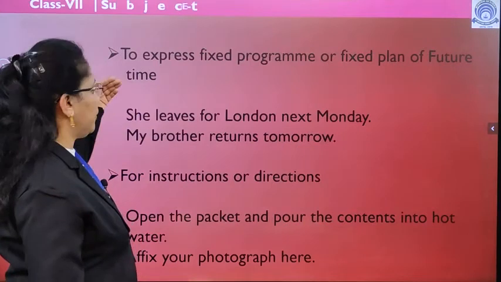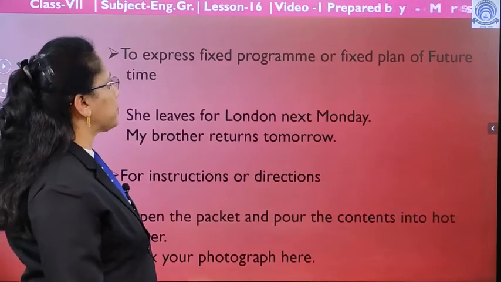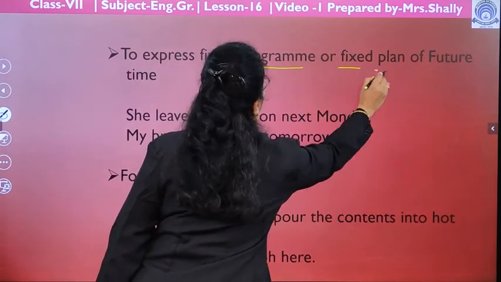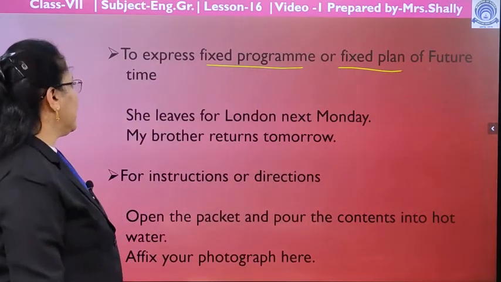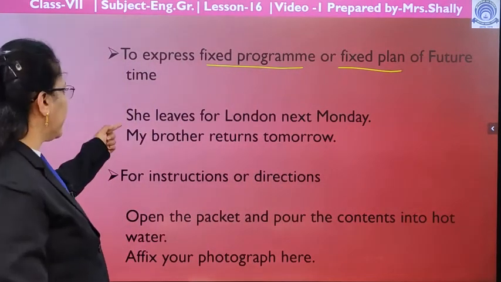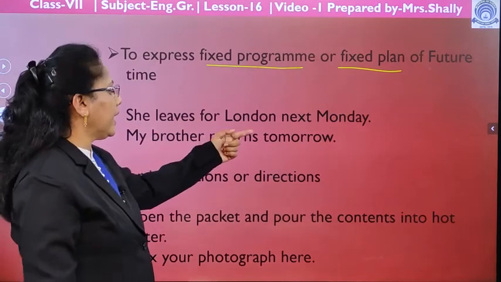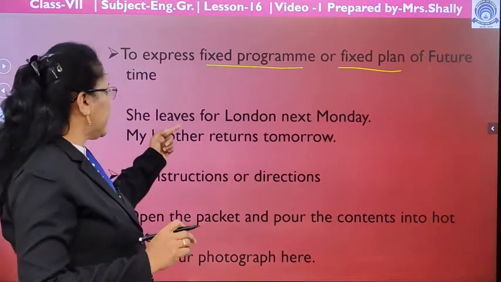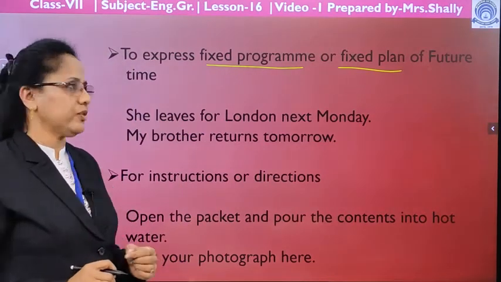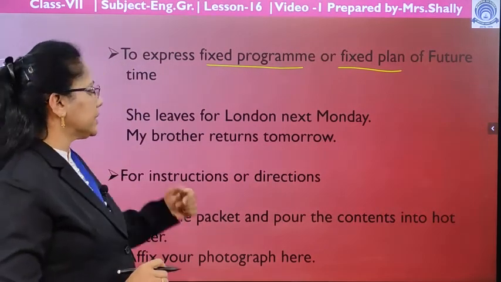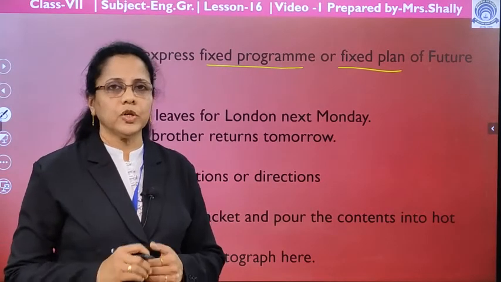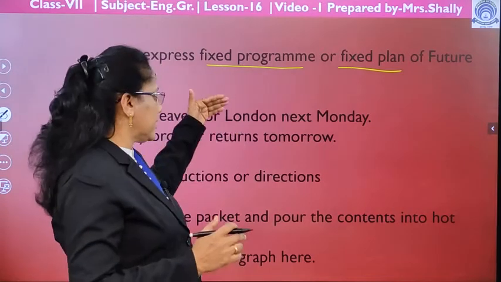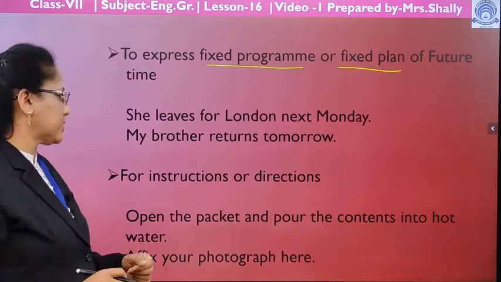Then another use: to express a fixed program or fixed plan of future time. For example, she leaves for London next Monday. That's a fixed plan. So that is expressed in simple present tense. My mother returns tomorrow. That is also a fixed plan. So that's why it is expressed in simple present tense.